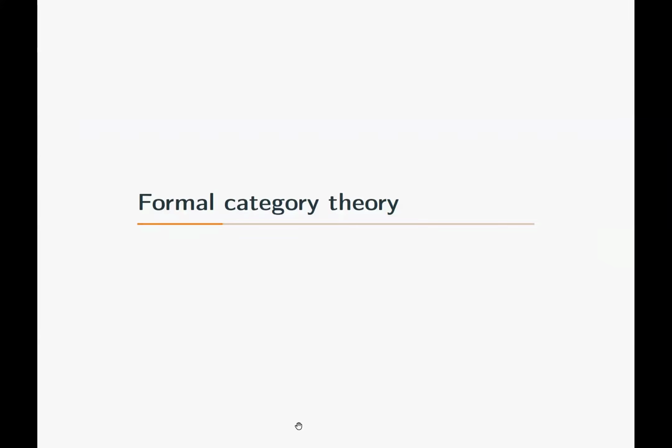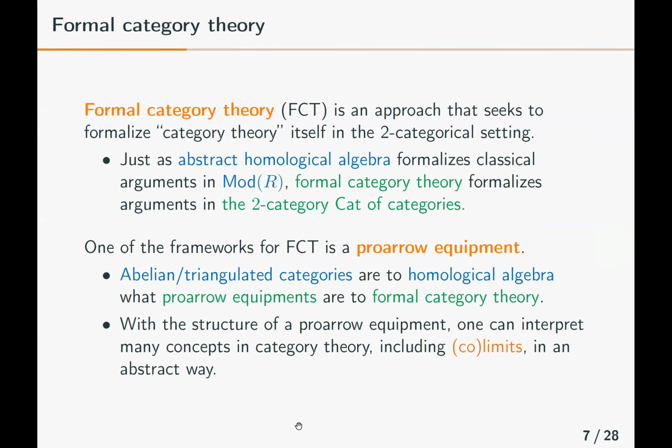Next, I move to formal category theory. Formal category theory is an approach that studies category theory itself from a two-categorical setting. In classical homological algebra, homological arguments in module categories are abstracted to abelian categories. Similarly, formal category theory formalizes categorical arguments that are usually carried out inside the 2-category of categories.